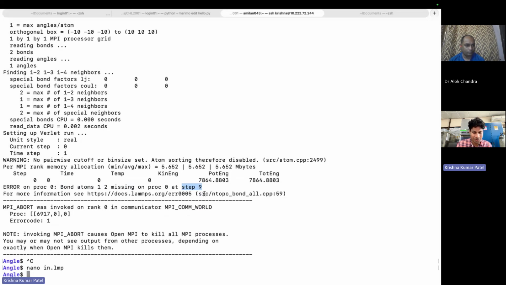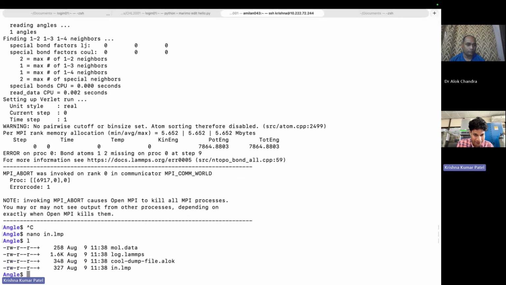This is a good opportunity for me to help you understand something interesting. You see the problem occurs in step number 9, right? Are you there? Yes. The problem occurs in step number 9, and processor 0 is solving our system, and it says that bond atoms 1 and 2 are missing on the processor. That means the processor has no idea where these two atoms went at step number 9.